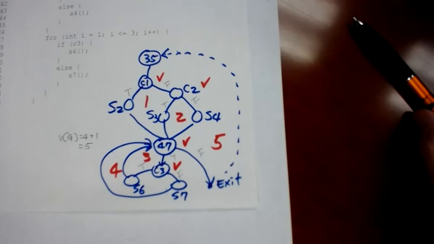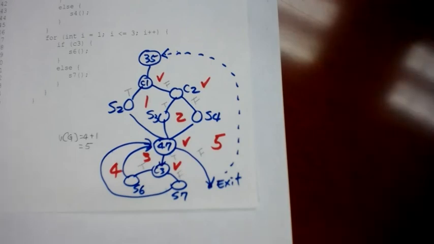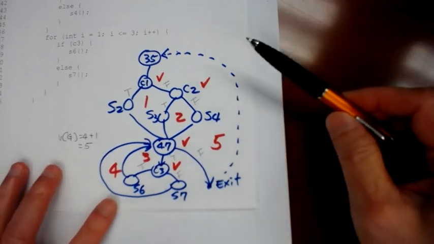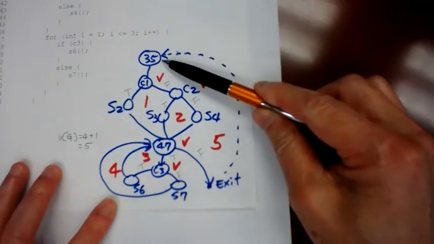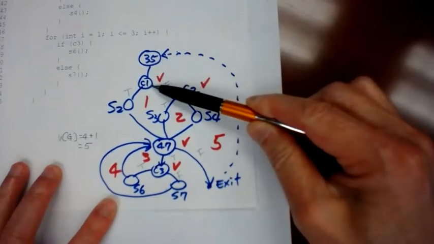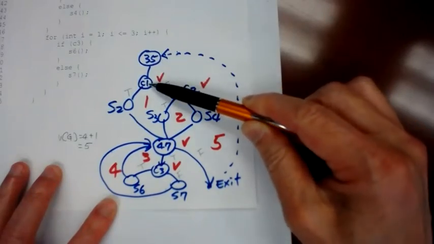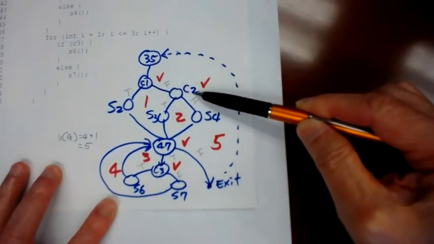How about using the other method, that is the number of conditions plus 1? Let's see. The number of conditions. Is this a condition? No. Is that a condition? Yes. Well, you already said that this is a C1, right? Is this a condition? Yes.